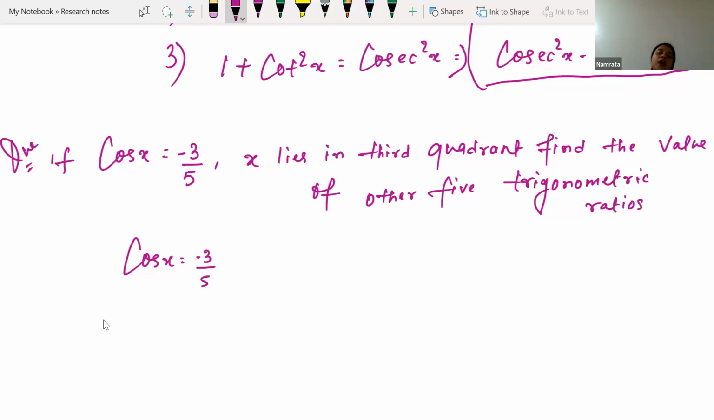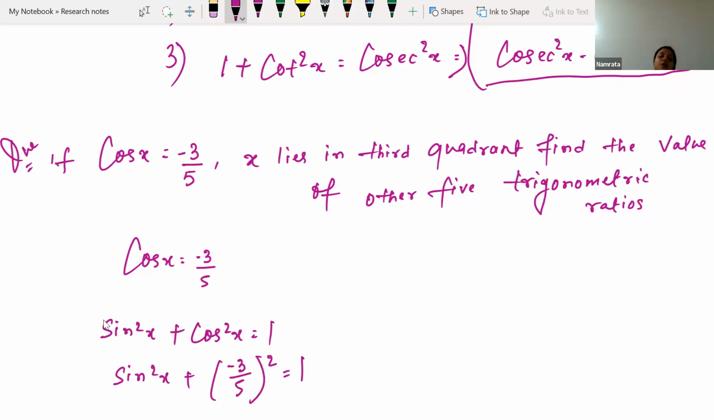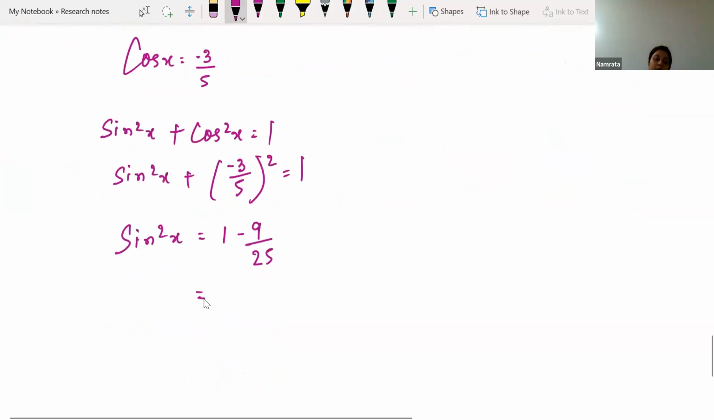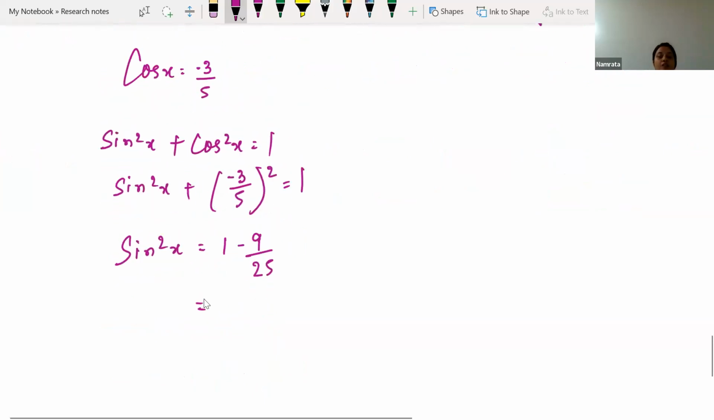Okay. Cos we know, and we know the formula: sin square x plus cos square x is equals to 1. So cos value is minus 3/5. Let's put it. Sin square x plus cos value is already given, minus 3/5, that is square, we will write equals 1. And from here, by solving this equation, we will get the value of sin x, right? Let me show you. Minus 3/5 square will be 9/25. When you send it to the other side, it will be minus 9/25. Is it clear so far? Is it clear, Izan and Lina?